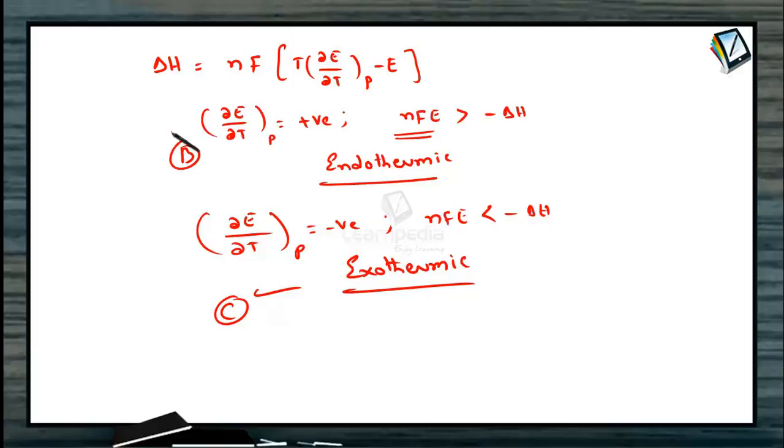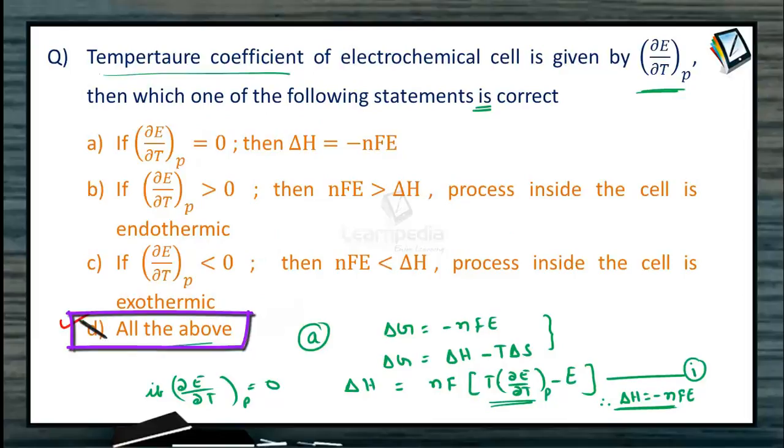From the above, the B option is also right, and we have already checked that A is right. Therefore, all the above, D, is the correct option. So this is to be chosen as the right answer.